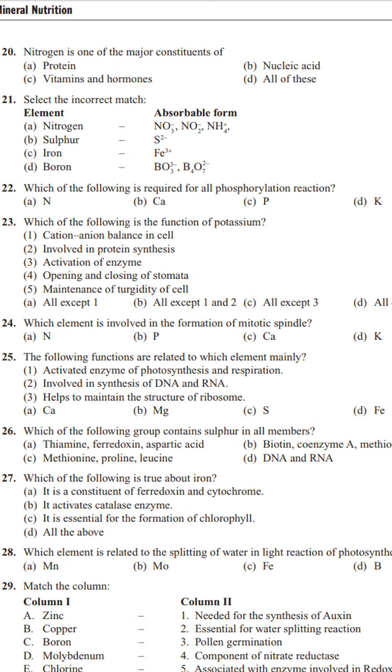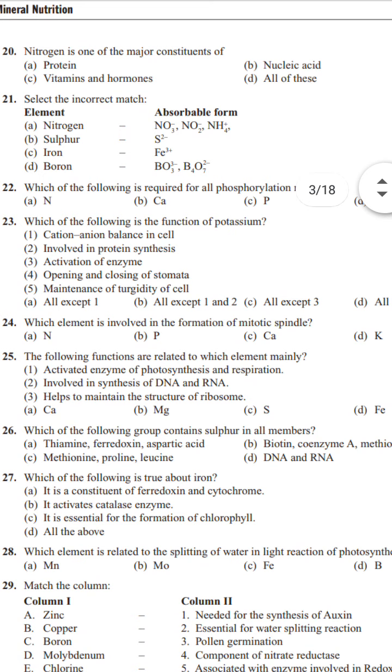Let us see the explanation. Plants obtain sulfur in the form of sulfate, which is SO4 2 minus. Sulfur is present in two amino acids, cysteine and methionine. So remember, plants obtain sulfur in the form of SO4 2 minus, which is sulfate. Understand? Now let us go to question 22.